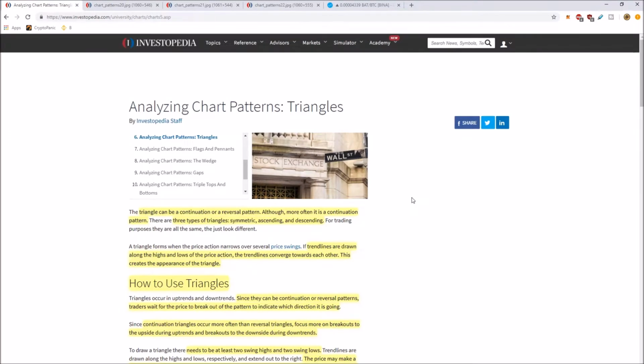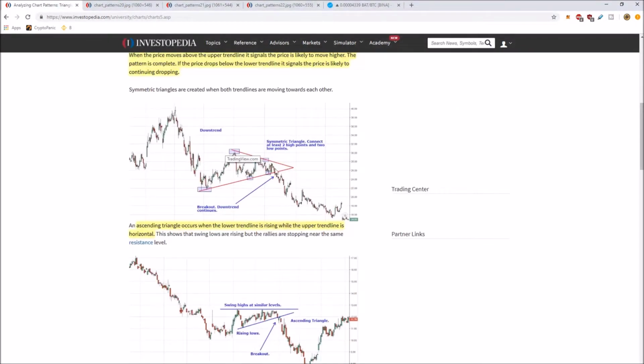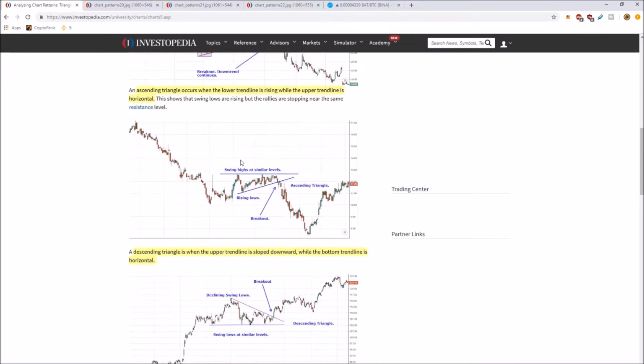Analyzing chart patterns, specifically triangles. The triangle can be a continuation or a reversal pattern, although more often it's a continuation pattern. There's three types of triangles: symmetric, ascending, and descending triangle. To look at, this is a symmetrical triangle. There's not really any flat or horizontal line as far as part of the triangle goes.